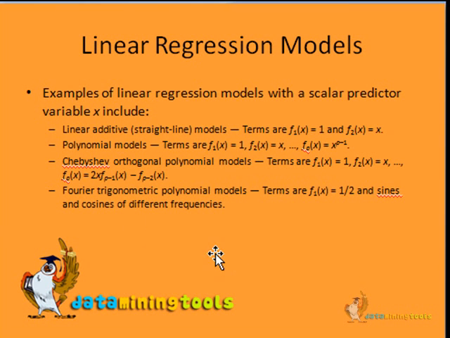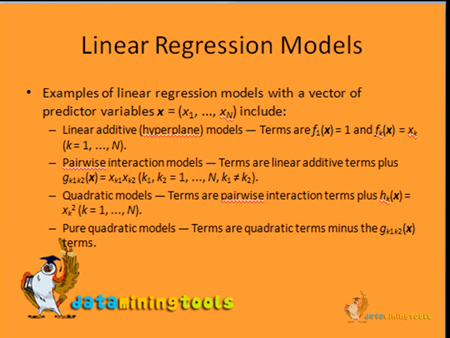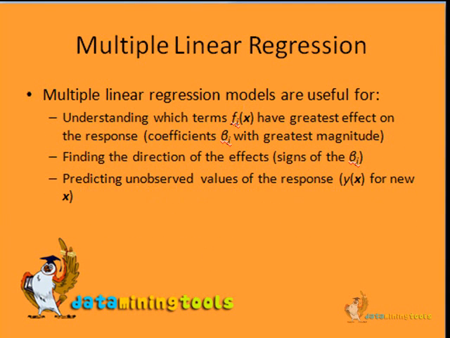So this is the terminology. We have the linear additive straight line models, we have polynomial models, we have Chebyshev orthogonal polynomial models, we have Fourier trigonometric polynomial models, and further examples: the hyperplane models, the pairwise interaction models, the quadratic models, and the pure quadratic models. Okay, so after this we come to multiple linear regressions.